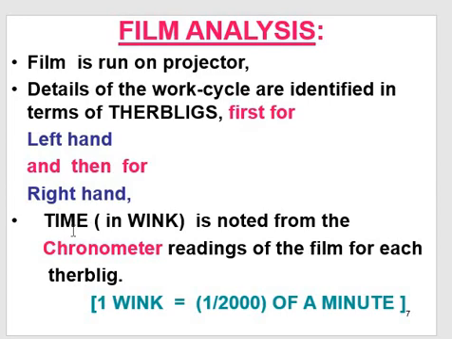So time. What is the time? In wink. So its unit is wink, noted from the chronometer readings of the film for each therblig. So for the chronometer readings, its unit is in wink. Okay? So 1 wink is equal to 1/2000 of a minute. So that is very fast. Okay? As fast as a wink. That's why it is called a wink.